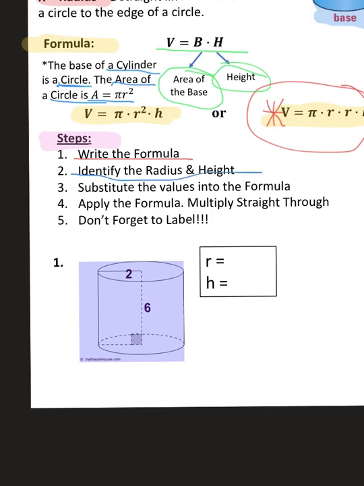That's the most important thing we need for the formula: the radius and the height. Step 3, substitute the values into the formula. Step 4, you're going to apply the formula and multiply straight through. And the last thing, I tell you this all the time, step 5, you cannot forget to label. That's super important. If you do not label, you will be losing points.